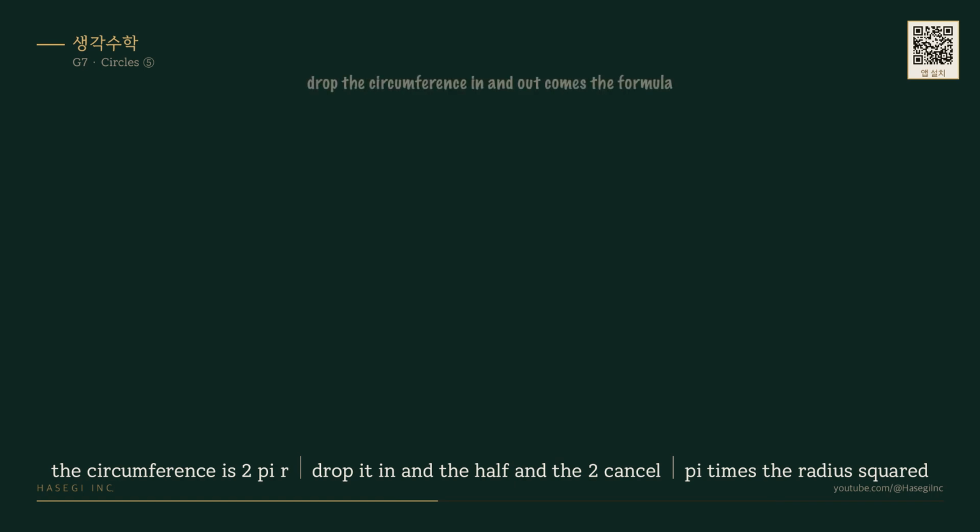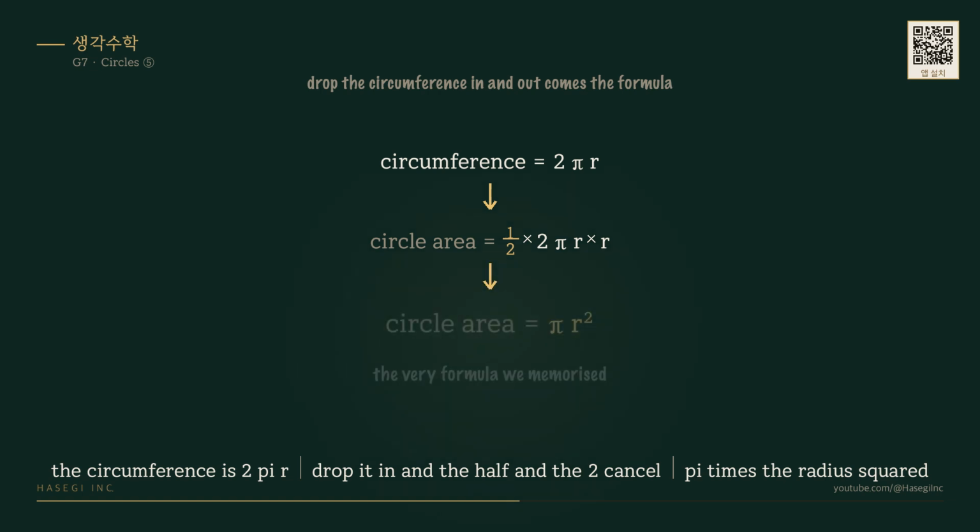Now put the numbers in. The circumference is 2 times pi times the radius. Drop that into the arc's place and you get a half, times 2 pi r times r. The half and the 2 cancel, and the radius appears twice. Pi times the radius squared. The formula you memorized, built from scratch.